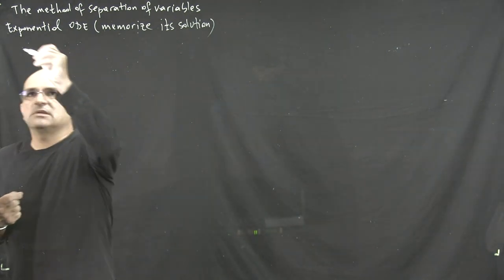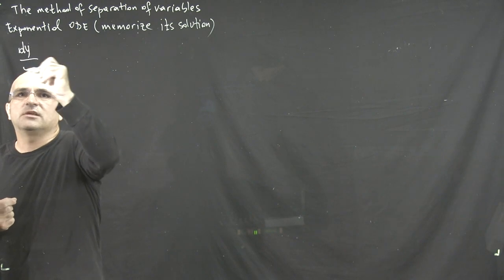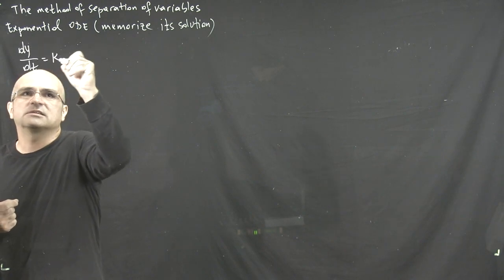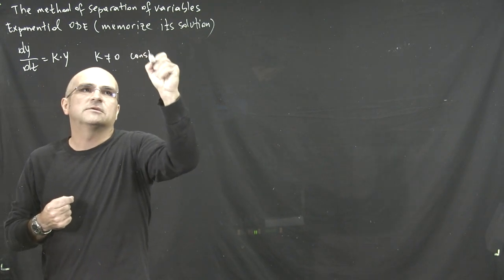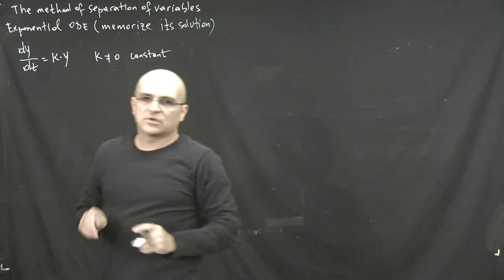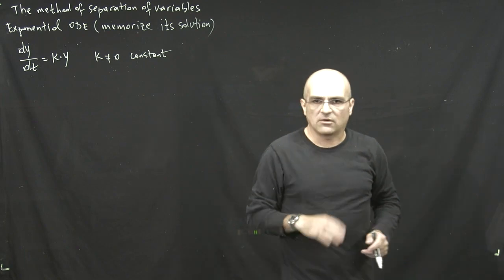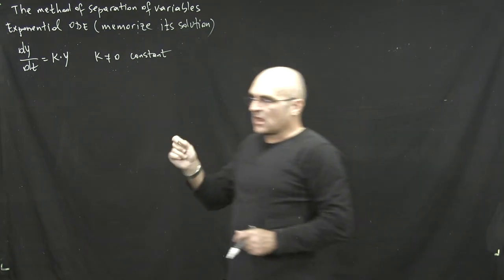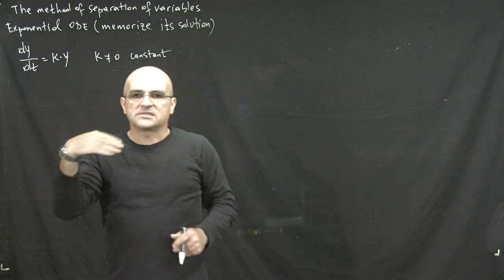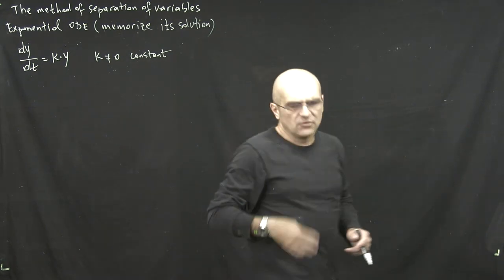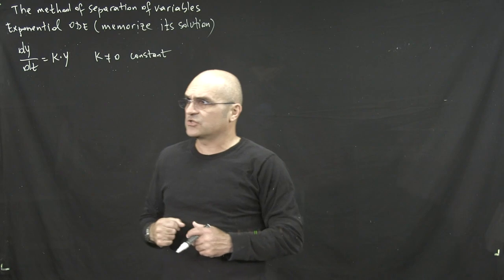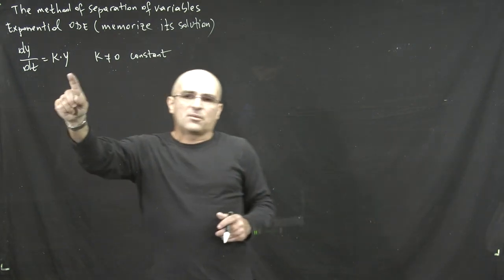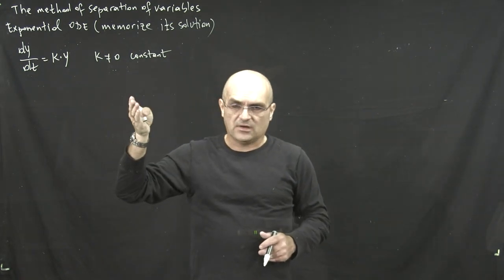So the exponential ODE simply states that the derivative, dy/dt, is just a constant times y. So k stands for a constant. Again, it's important to keep in mind so that you don't confuse it with other ODEs. Whenever y prime is a constant times y, that's the exponential ODE. And you will see the reason it's called exponential is because the solution, of course, is in terms of an exponential.